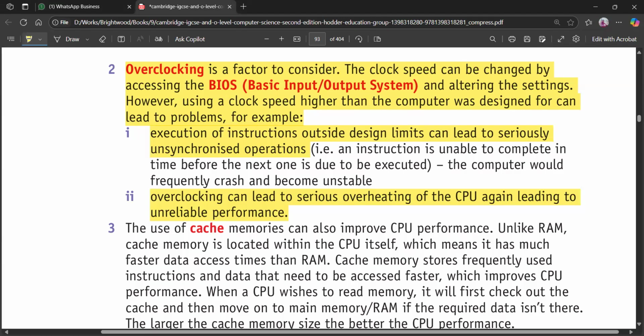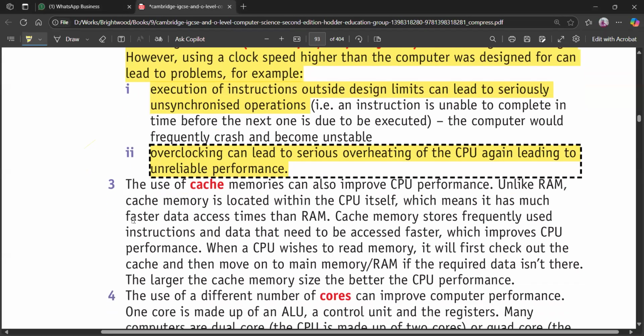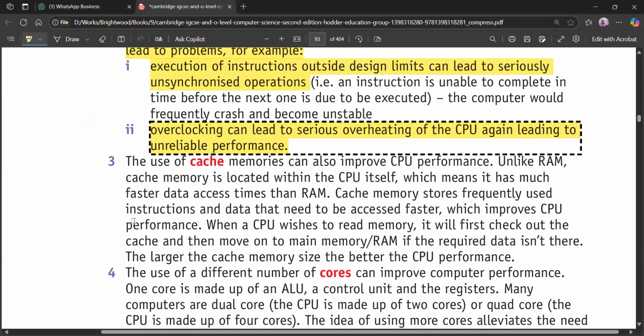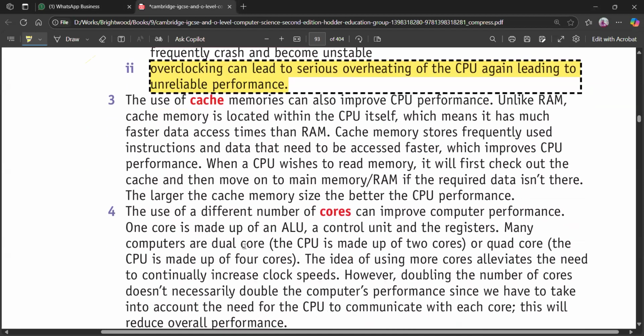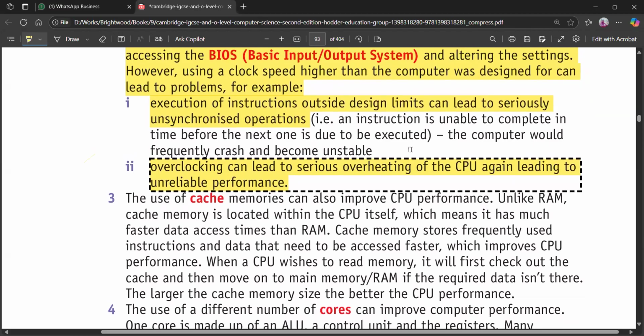Next is the use of cache memory. The use of cache memory can also improve CPU performance. Unlike RAM, cache memory is located in the CPU itself. Then the use of cores, like dual core, is related to performance. We will discuss them.